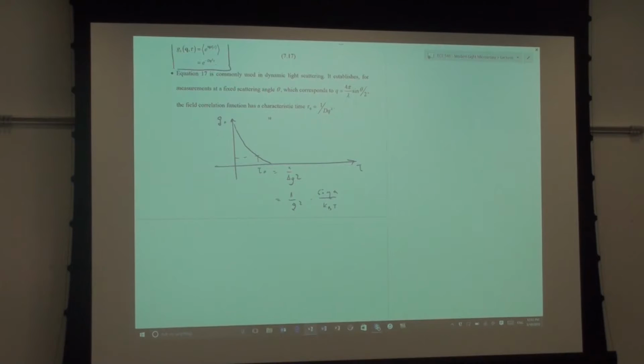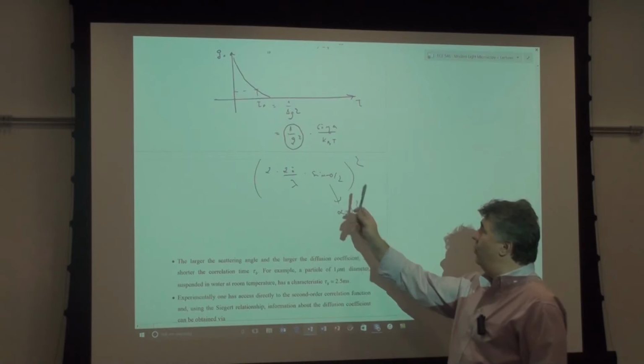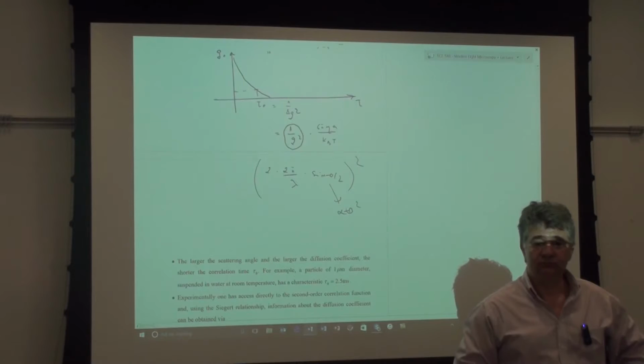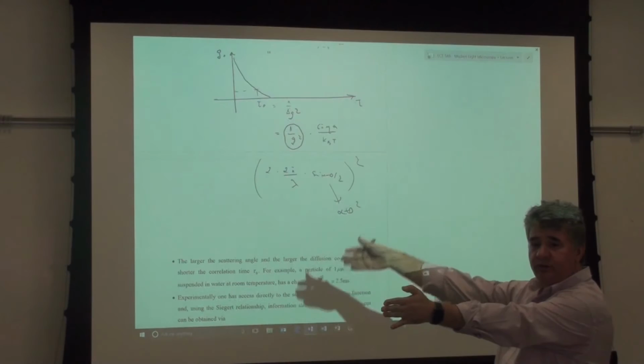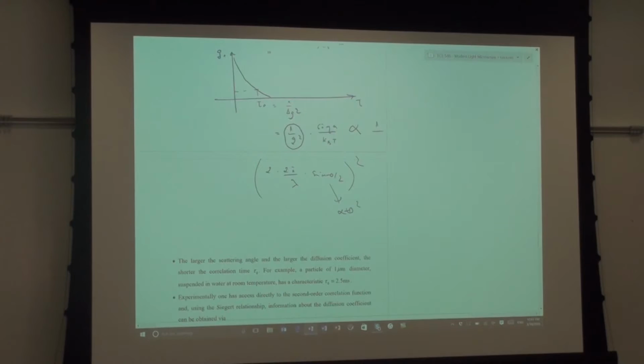Here's another interesting thing. What do you make of this dependence on Q? Q is 4 pi over lambda, sine of theta over 2, everything squared. So this is basically theta squared, roughly. What do you make of this dependence? What happens if I increase my angle? I'm increasing my scattering angle and I'm measuring the exact same thing. So this is proportional to 1 over theta squared for small angles. Just bear with me for the sake of argument.